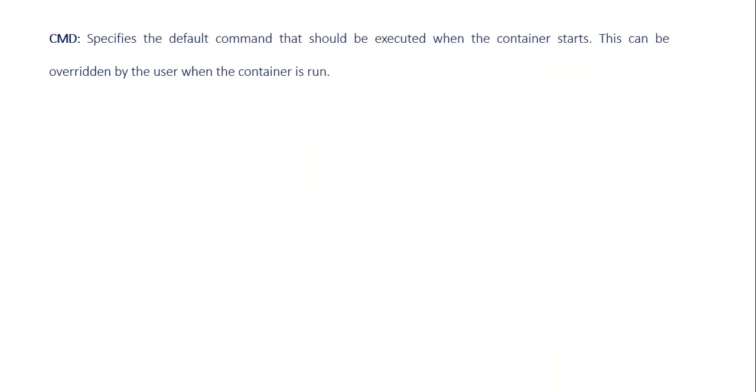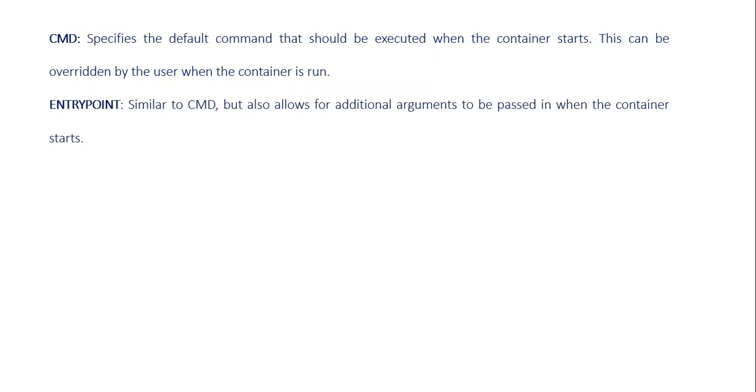The sixth one is CMD. What does this command do? It specifies the default command that should be executed when the container starts. This can be overridden by the user when the container is running. So use CMD to execute a command inside your container when the container has started. So that is CMD.